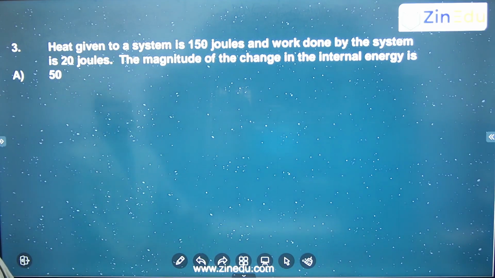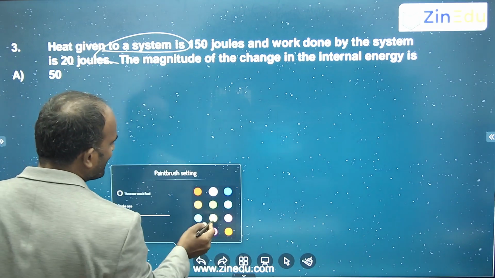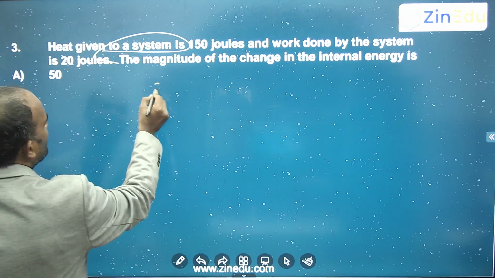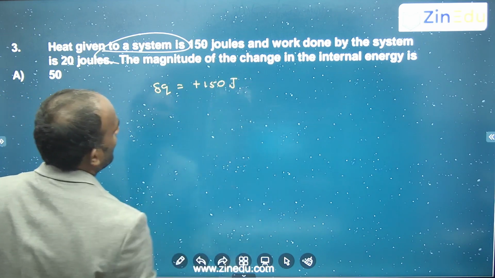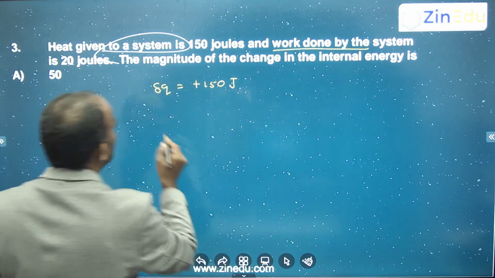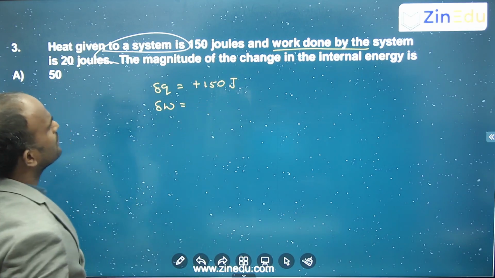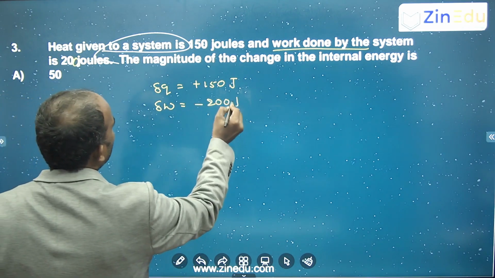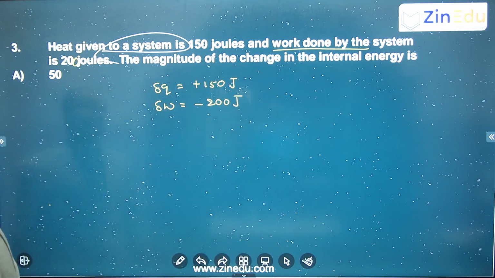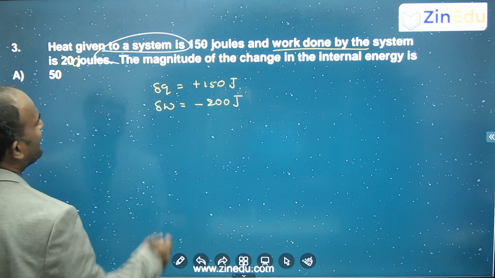Heat given to the system, which means amount of heat energy absorbed. Delta Q is equal to plus 150 joules, and work done by the system is equal to, this is actually 200. Here some print error is there. Okay. So now what we have to calculate here is the internal energy.